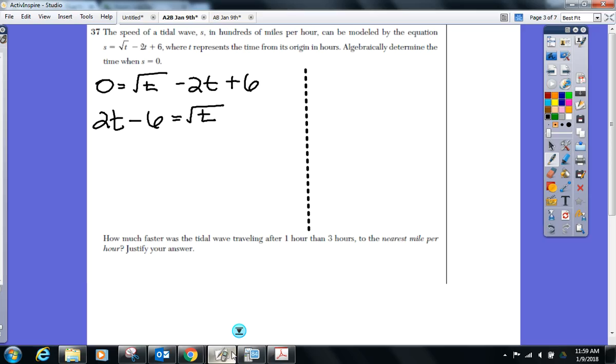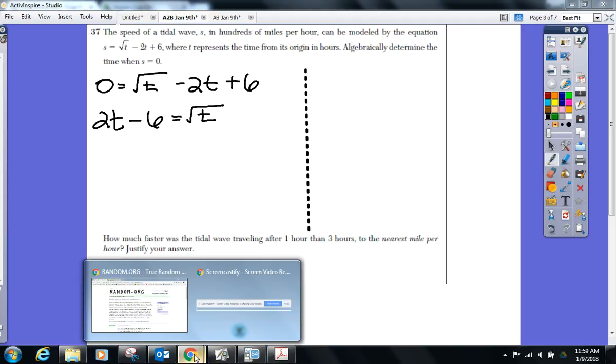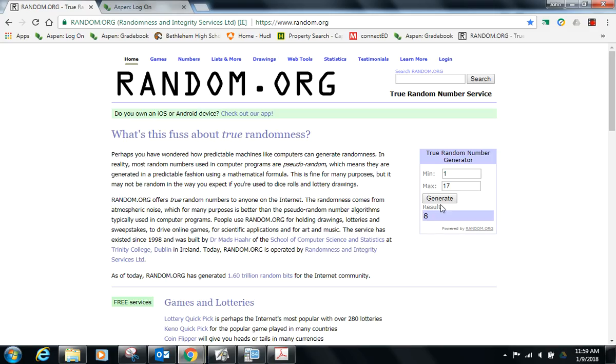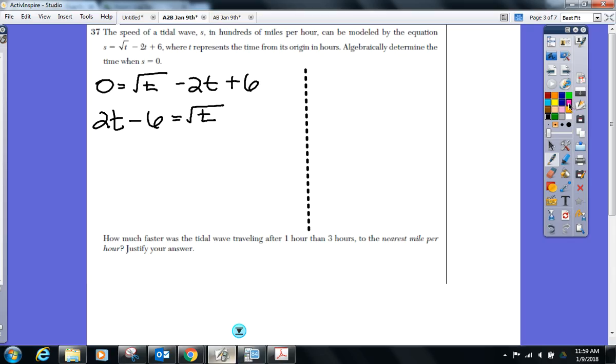Really killing my mojo there. How do I get it alone now? Square both sides.